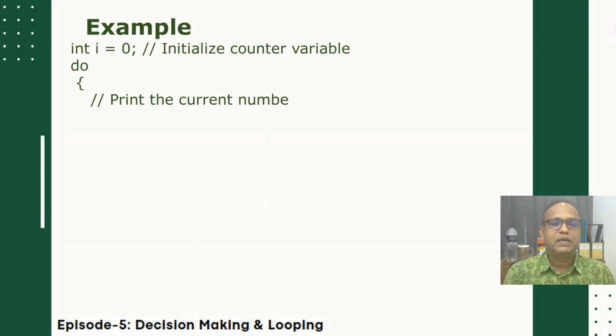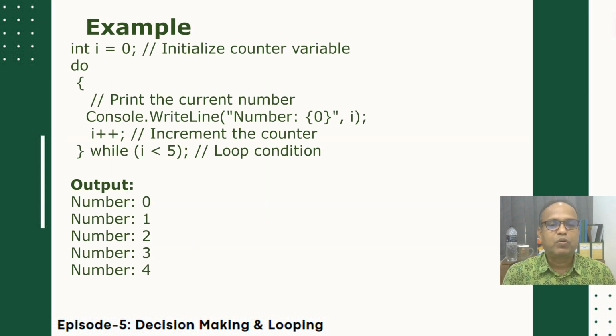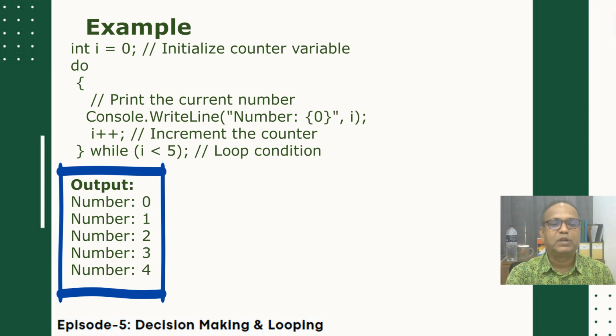Example: int i = 0; do Console.WriteLine("Number {0}", i); print the current number. Output: Number 0, Number 1, Number 2, Number 3, Number 4.